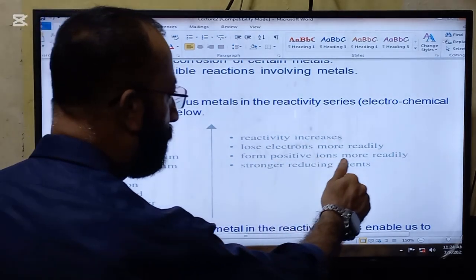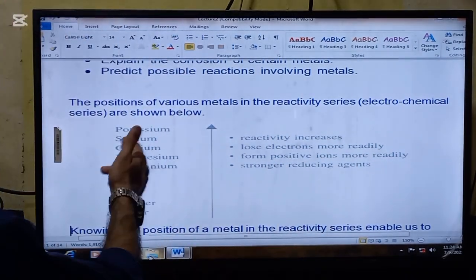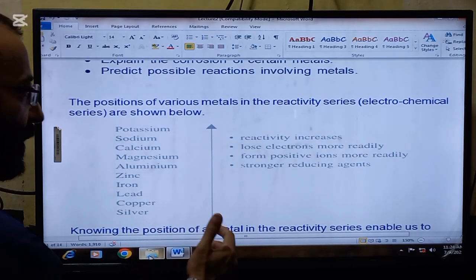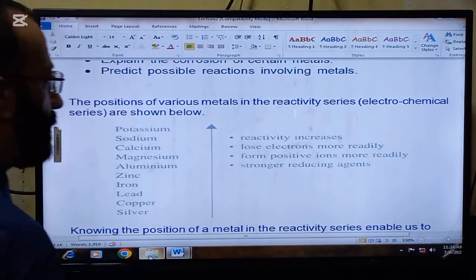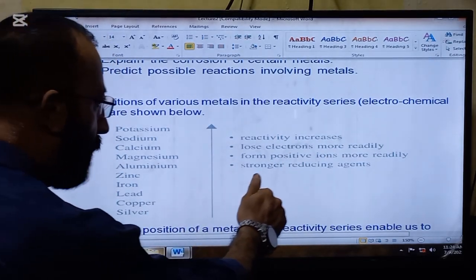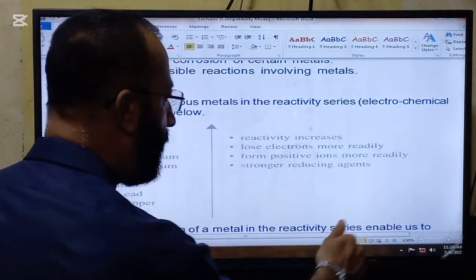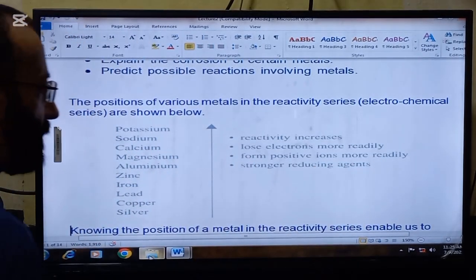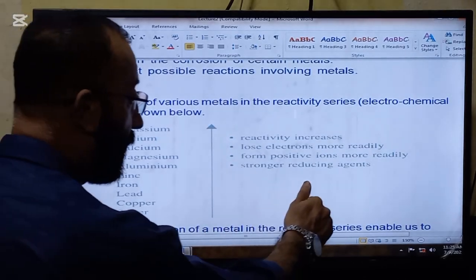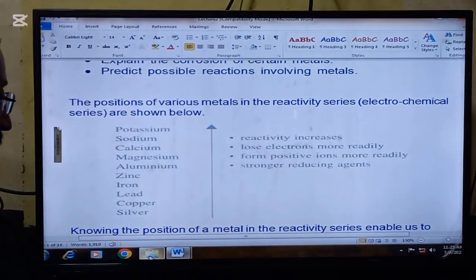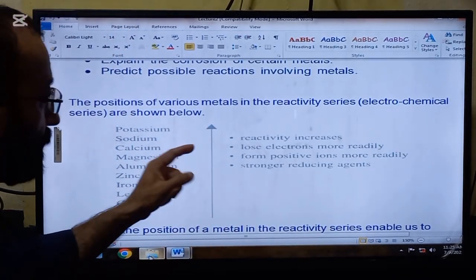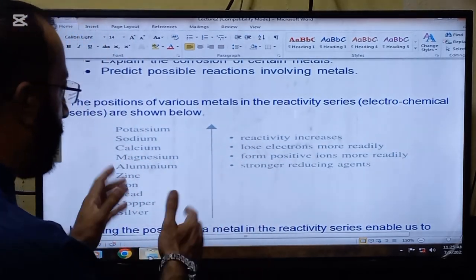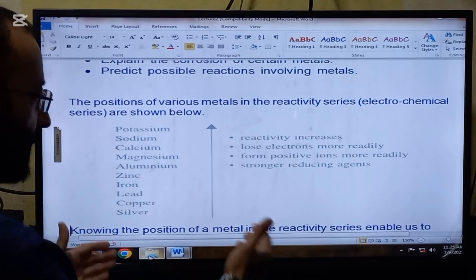they lose electrons more readily, because metals at the top are more reactive, so they are ready to lose their electrons, and form positive ions more readily. So when they lose electrons, they form positive ions. And they are stronger reducing agents. So as we go from bottom to top, these are the special qualities which will matter.